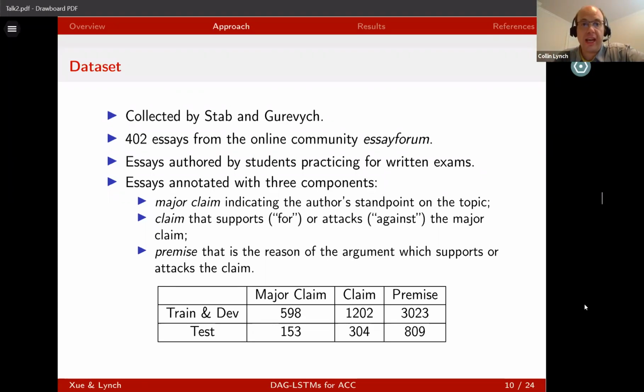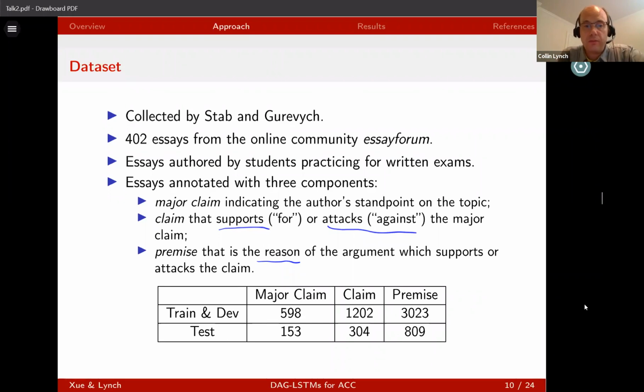The essays were then annotated with three components: major claims, claims, and premises. Major claims indicate, of course, the author's standpoint on the topic of the essay. A claim is a subsidiary claim that supports or attacks the major claim itself. And the premise, the basic reasons or sometimes termed warrants of the argument, supports or attacks the claim. It's essentially the foundation on which everything is built.